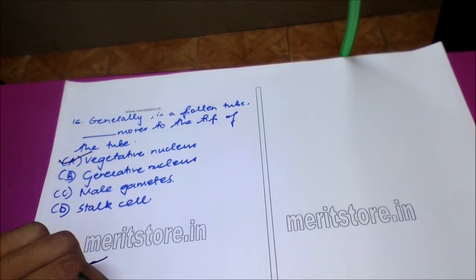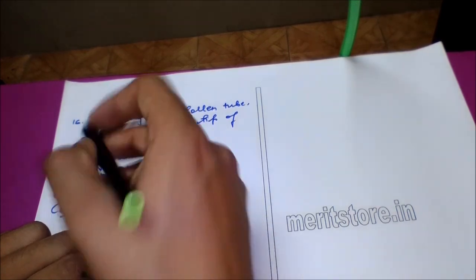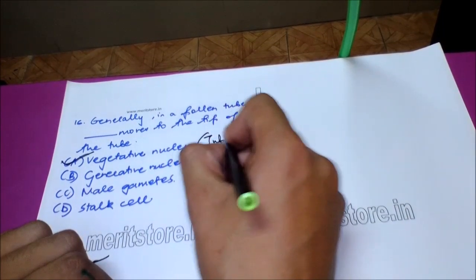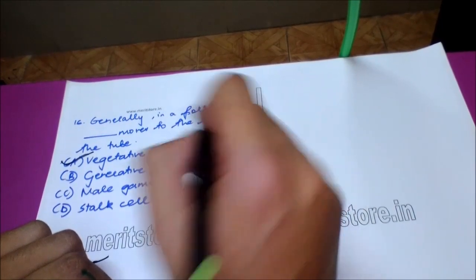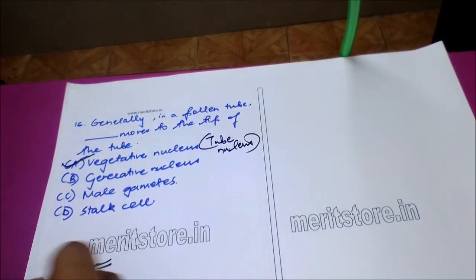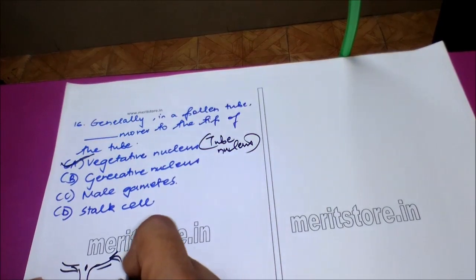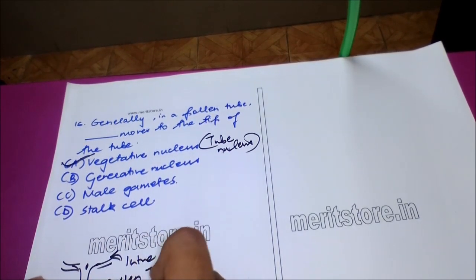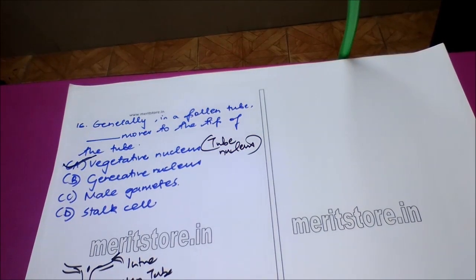Our next question is, generally in a pollen tube, dash moves to the tip of the tube. The options are A, vegetative nucleus, B, generative nucleus, C, the male gametes, and D, the stalk cell. The vegetative nucleus, also known as the tube nucleus, moves to the tip of the tube, and it is the first to enter the pollen tube, which is formed from the intine.